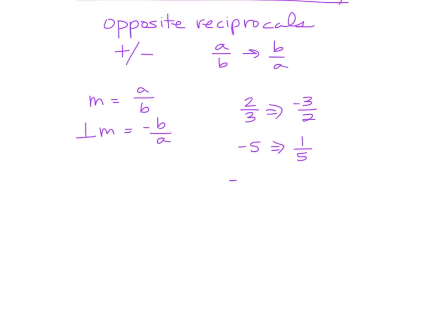What if I had -3/5? What would my perpendicular slope be? 5/3, positive 5/3, okay? So change the sign and flip it. Your slopes will always be opposite reciprocals if they are perpendicular, okay? That's really the only new idea for this lesson. So everything else is going to look very similar to what we did with 3.8a, but now you're doing it with a perpendicular slope instead, okay?